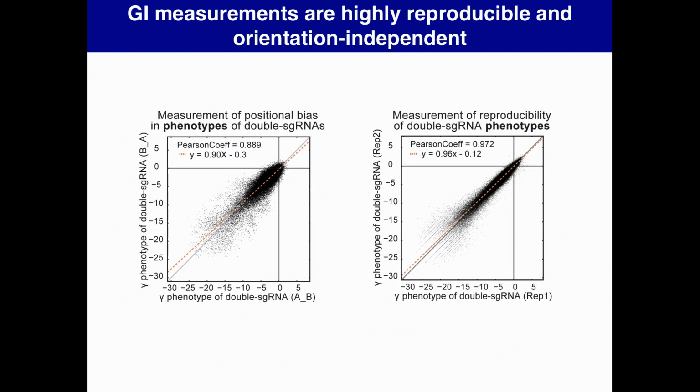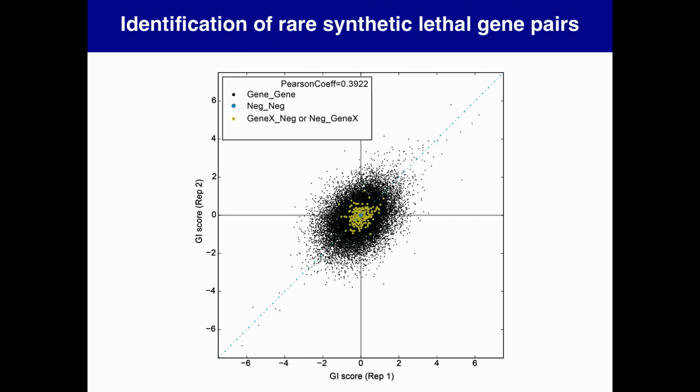And so just to show you some quality control for this data, replicates are very highly reproducible, which is comforting. And it doesn't matter which position you have the guide in. If you flip A and B, you get the same phenotype. So these are highly reproducible as well. And what you get from this looks like this.